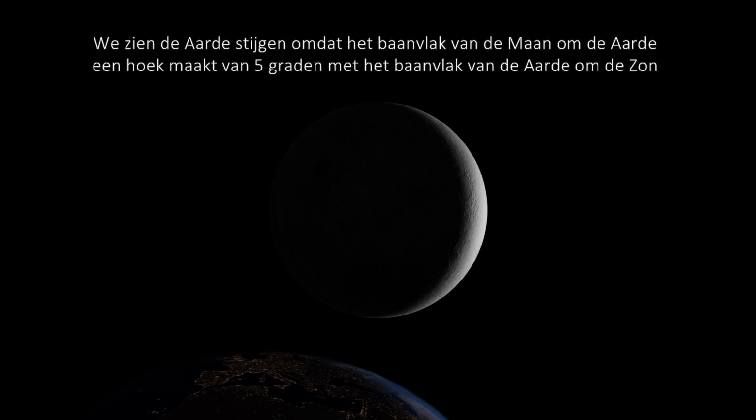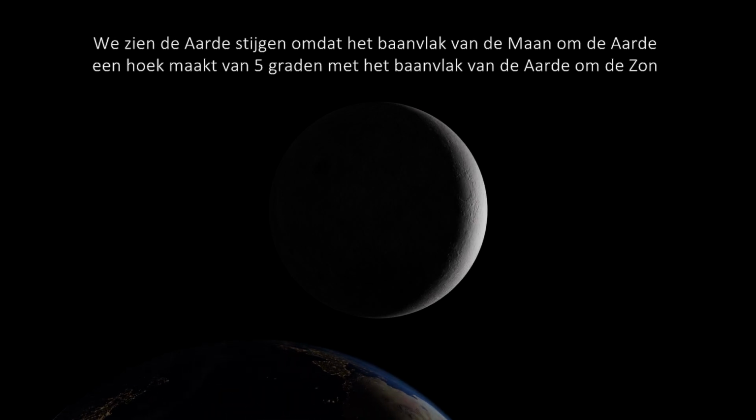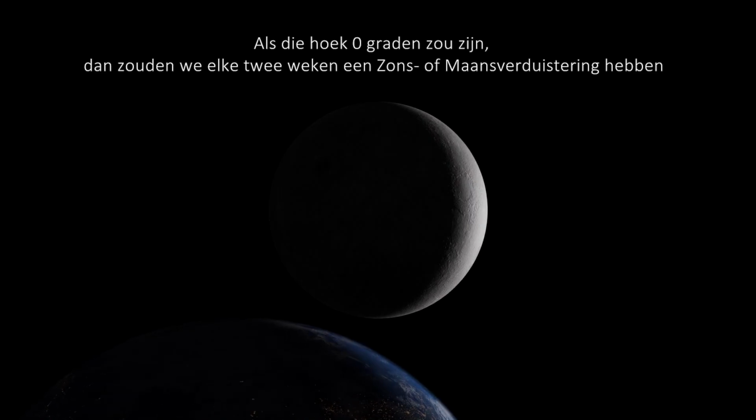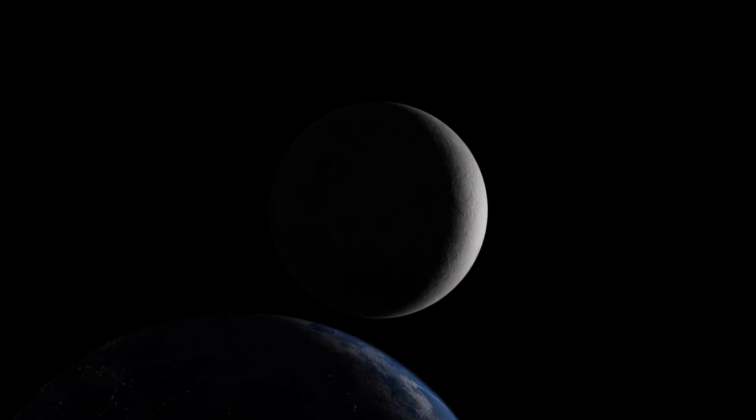We see the Earth rising because the moon's orbit around the Earth is at an angle of 5 degrees to the Earth's orbit around the Sun. If that angle was 0 degrees, we would have a solar or lunar eclipse every 2 weeks.